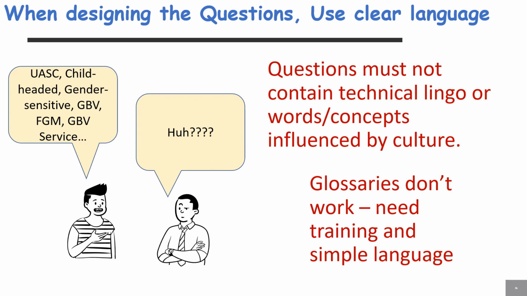An example of technical or cultural lingo is the term GBV. For example, who understands what GBV services are? If you go to the community and ask, who will understand it? The services must be listed in the question. Do not say, do you know which type of GBV services exist? List the services in the question. Use clear language that must be understood by non-GBV actors.